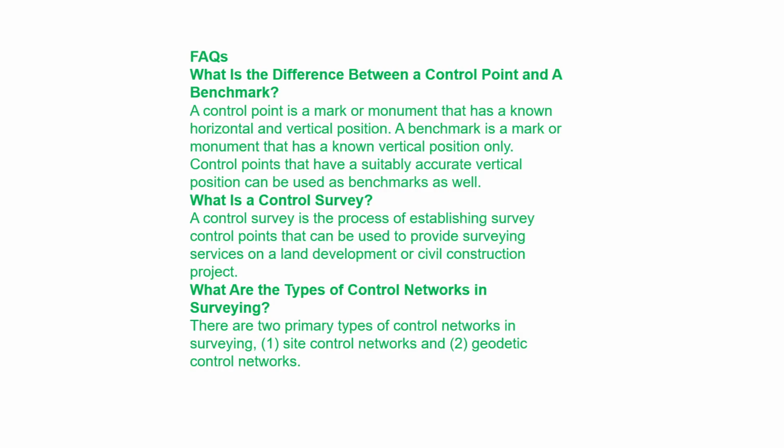What is a control survey? A control survey is a process of establishing survey control points that can be used to provide surveying services on a land development or civil construction project. What are the types of control networks in surveying? There are two primary types of control networks in surveying: first, site control networks, and second, geodetic control networks.